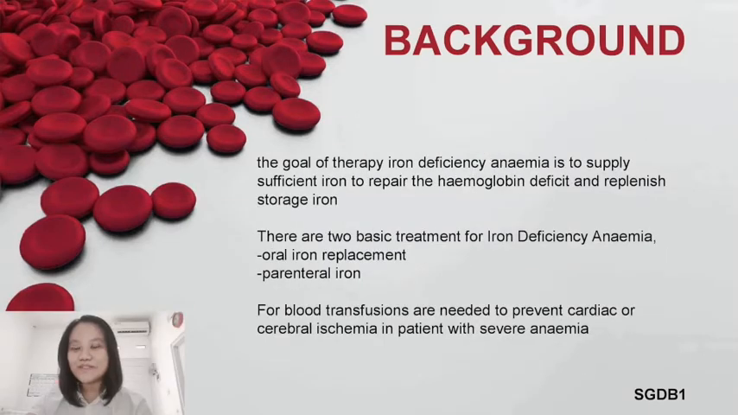Hello, my name is Putri Agnes Monica, student number 100. Let me explain about the therapy for iron deficiency anemia. The goal of therapy is to supply sufficient iron, repair the hemoglobin deficit, and replenish iron storage. There are two basic treatments for iron deficiency anemia. First is oral iron replacement and second is parenteral iron.